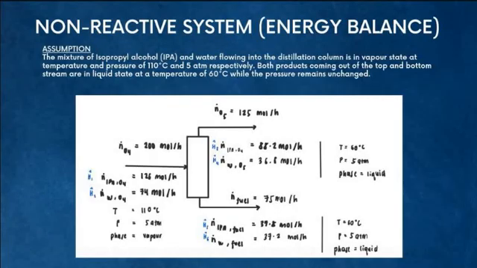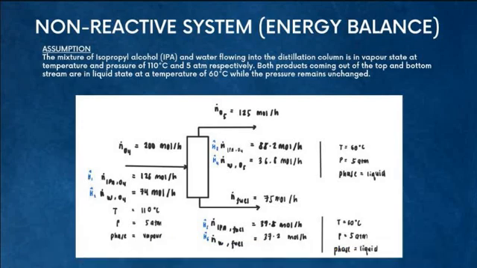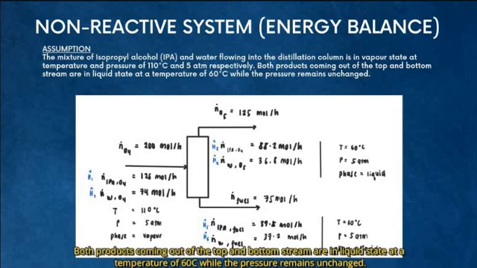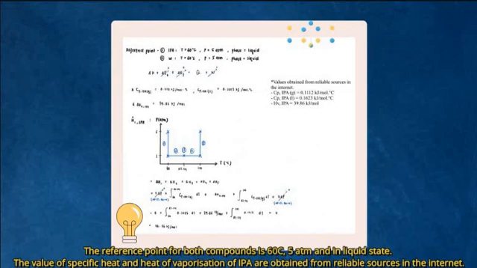For energy balance, the mixture of isopropyl alcohol and water flowing into the distillation column is in vapor state at a temperature and pressure of 110 degrees Celsius and 5 atm respectively. Both products coming out of the top and bottom stream are in liquid state at a temperature of 60 degrees Celsius, while the pressure remains unchanged. The reference point for both compounds is 60 degrees Celsius, 5 atm, and in liquid state.